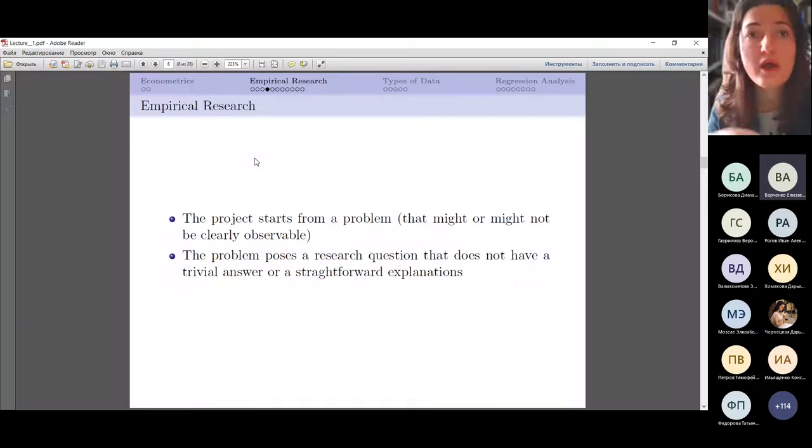Or one more example, students, especially second or third year students, can always adopt or borrow some research questions from other countries and check the same research question using other samples, for example, a Russian sample, Russian companies. This is also a good method, and you can choose this way when you choose a research topic and a research question.